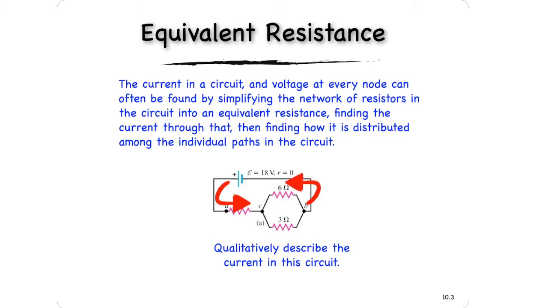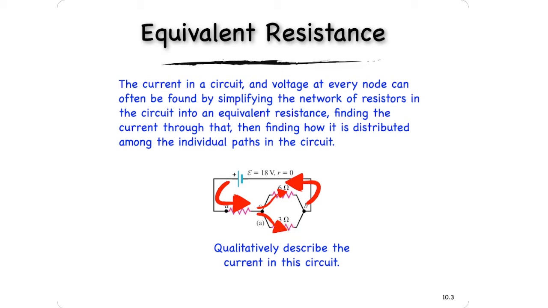And so, yeah, we know that the current's going to go counterclockwise, and then we're going to get more current going through the bottom where the resistance is lower. And in fact, we're going to get twice as much current going through the bottom as goes through the top because the resistance is half as much.